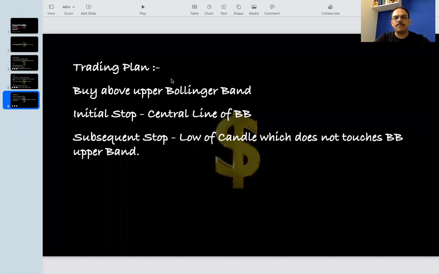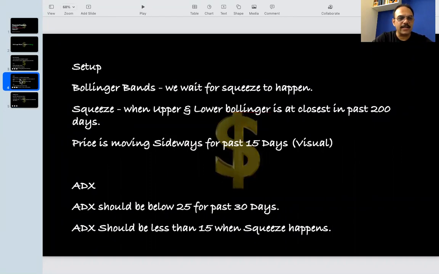So buy above the upper Bollinger Band. Initial stop is the central line, or the low of the candle which is crossing. Even if you keep the central line, it is okay. Subsequent stop is the low of the candle which does not touch the Bollinger Band upper band. So if you want, you can take a snapshot, or you can have a look at this video on YouTube and note down peacefully.